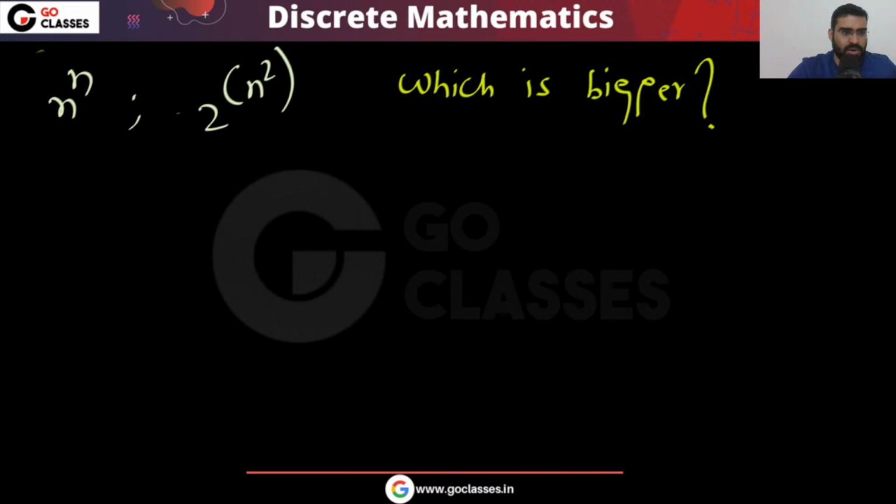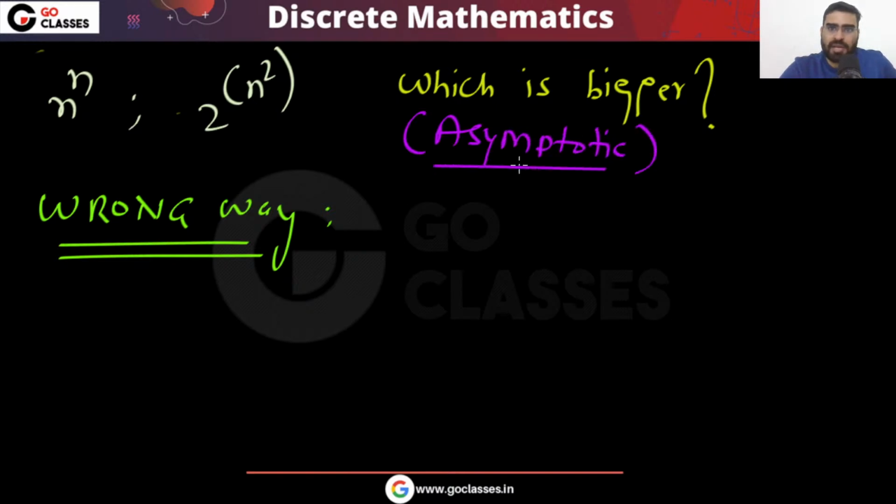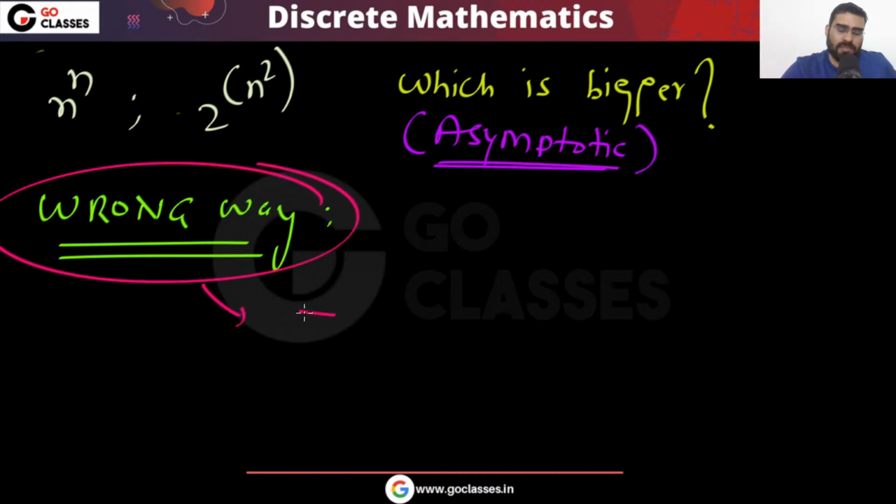No, don't take log and all. Let me tell you, don't take the logarithm, because this is actually a misconception. First of all, remember this is the wrong way. If you want to do the asymptotic comparison, what is the wrong way? The wrong way is taking log.